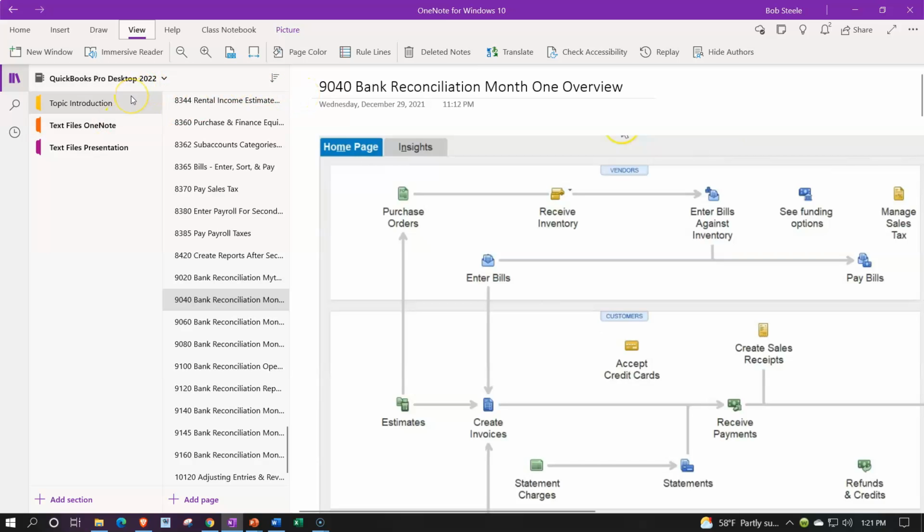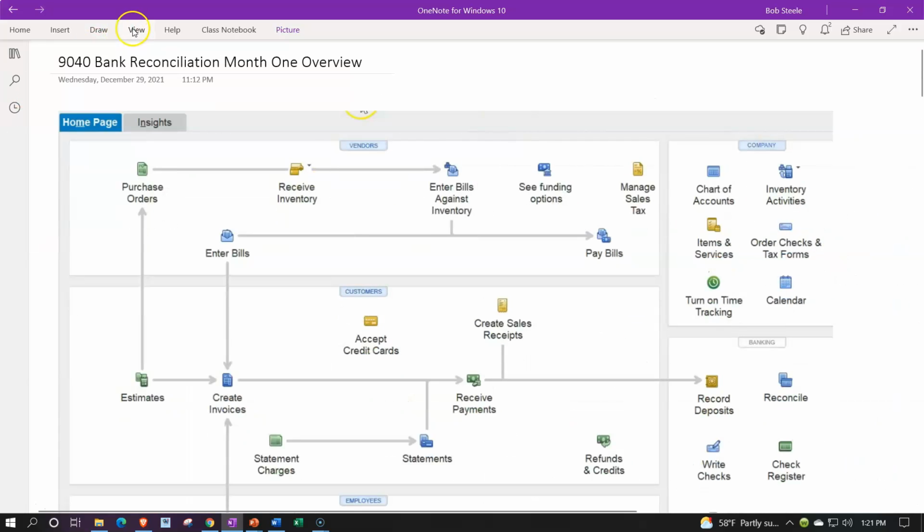Topic introductions are designed to give an introduction to the topic, provide screenshots, links where applicable, give accounting background to complement the presentations, and can be used to follow along with them if you don't have access to the software at that time. Closing the icon on the left-hand side, we're looking at the bank reconciliation process, starting with the home page.